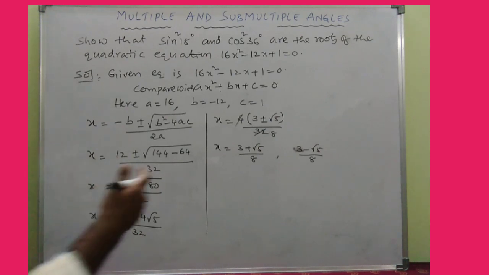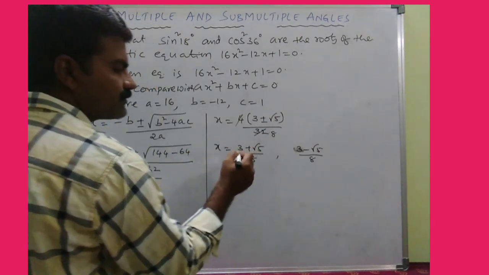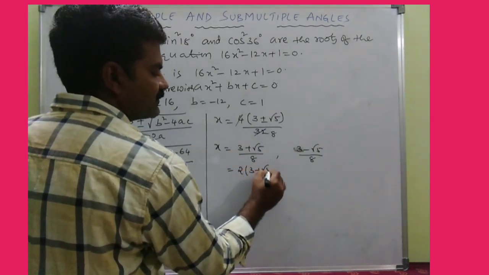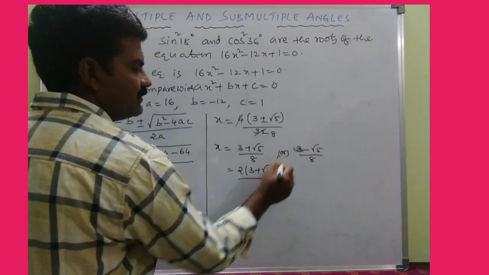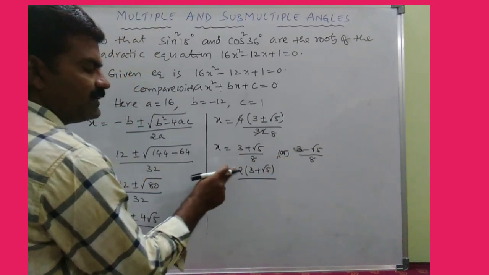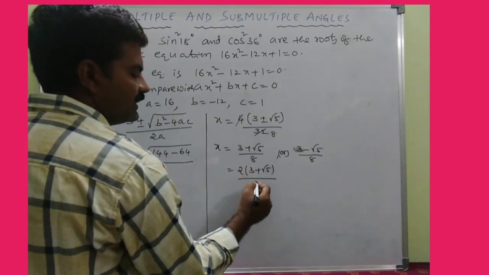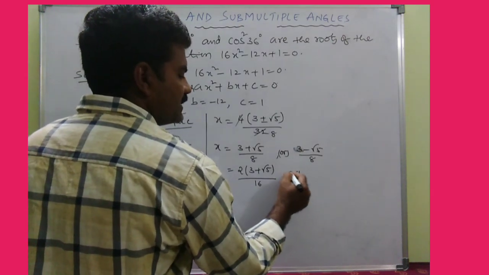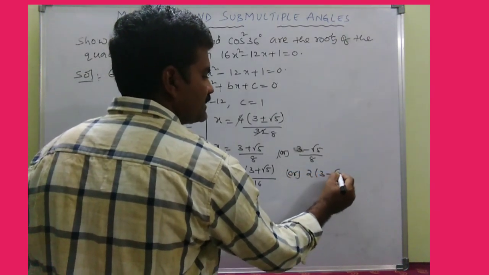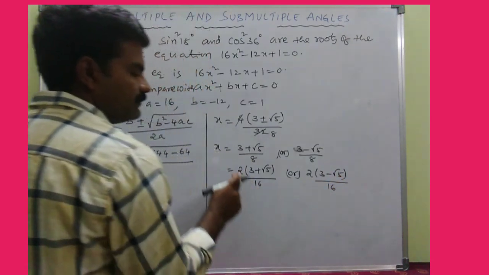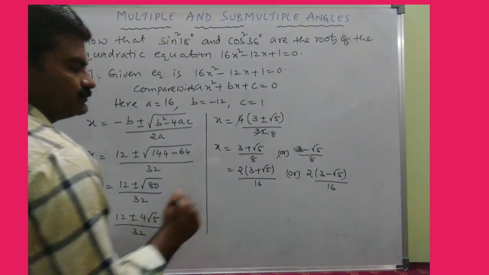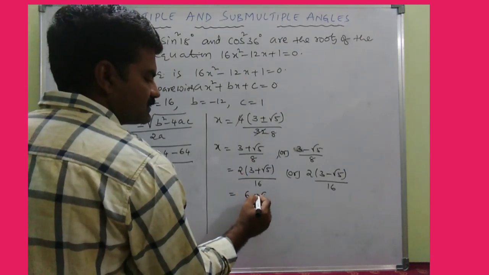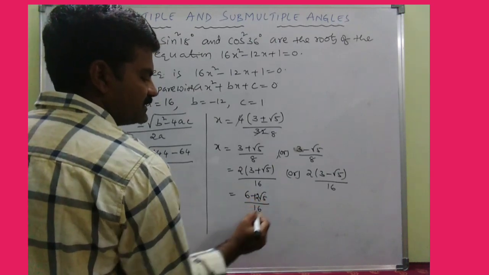So do one thing now, we need to convert. This is actually unknown, let us convert it into known. Do one thing now, multiply both numerator and denominator with 2, and is it 60? Okay, the same thing here also, 2 into 3 minus root 5 by 16, multiplied and divided with 2. Now if you multiply with 2, this we can write as 6 plus 2 root 5 by 16.